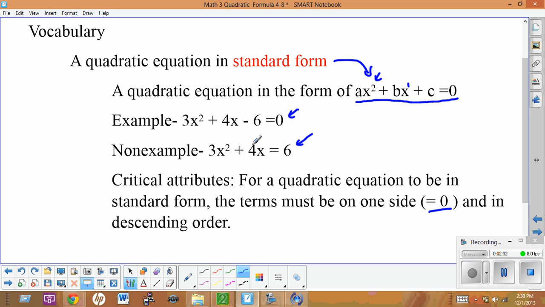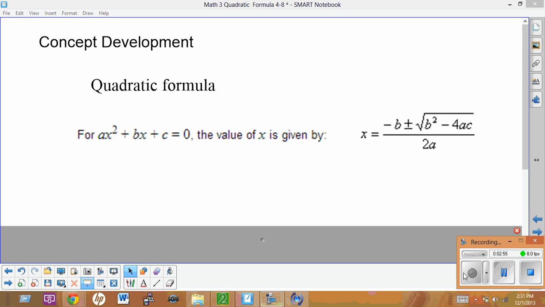Okay, at this point, I'm going to have you pause the video in just a second and answer some questions on the form. When you're done answering the questions on the form, go ahead and start the video back up, and we'll move to applying the quadratic formula. So let's go ahead and do that right now, please. Okay, hopefully you have your form all completed and we're ready to move on.